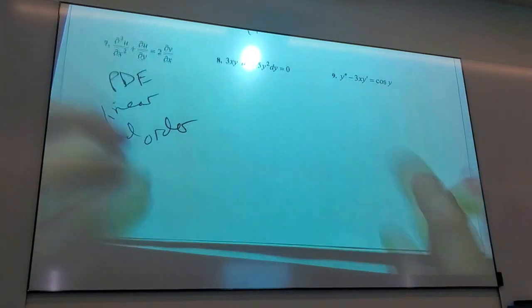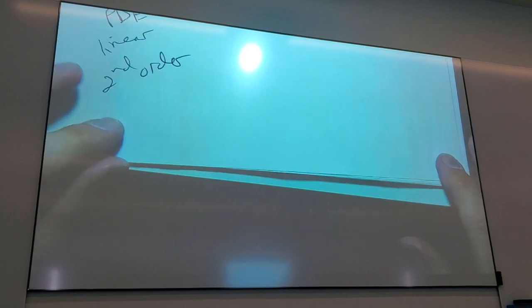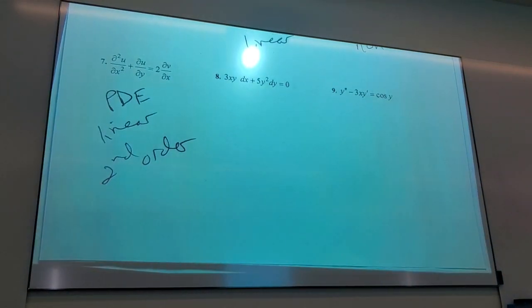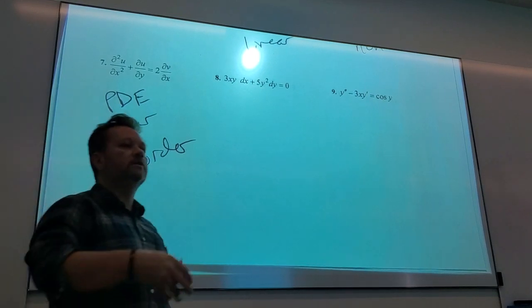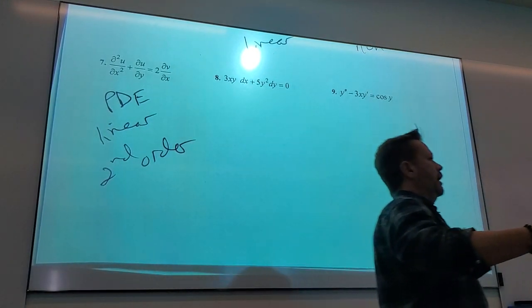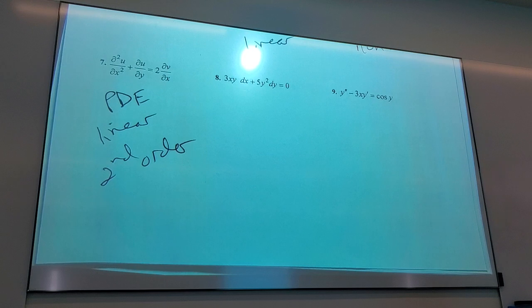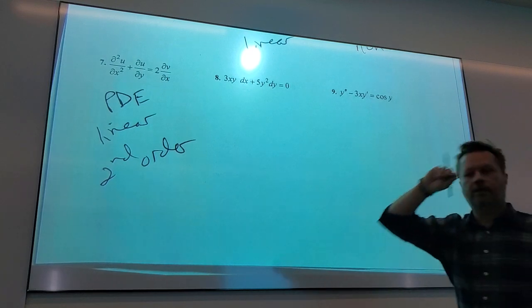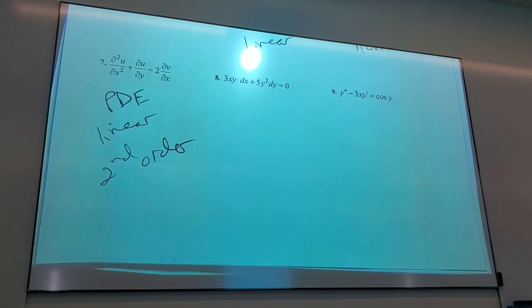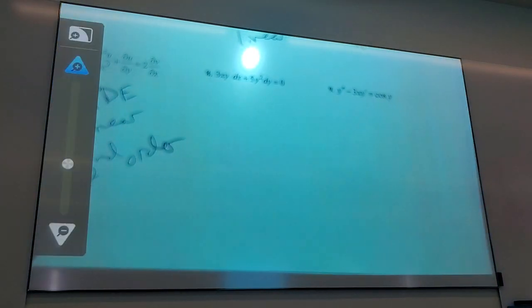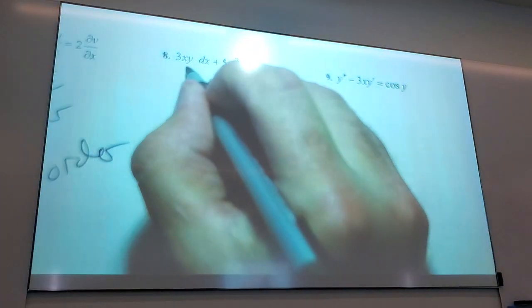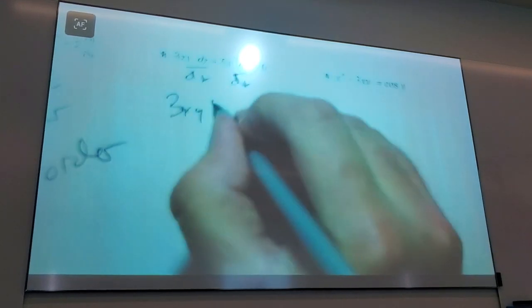Okay. Number 8 is trippy. Number 8 is nifty. Because the problem hasn't identified for me what the dependent variable is. How could I do something to make it really clear that y is the dependent variable? What would I do? Divide by dx. So if I divide this by dx, we have to do it both ways.